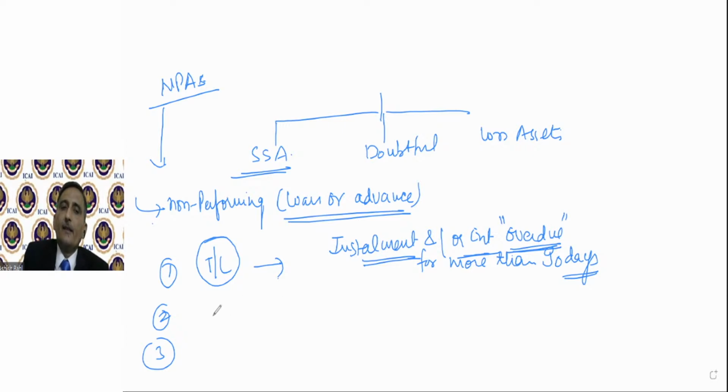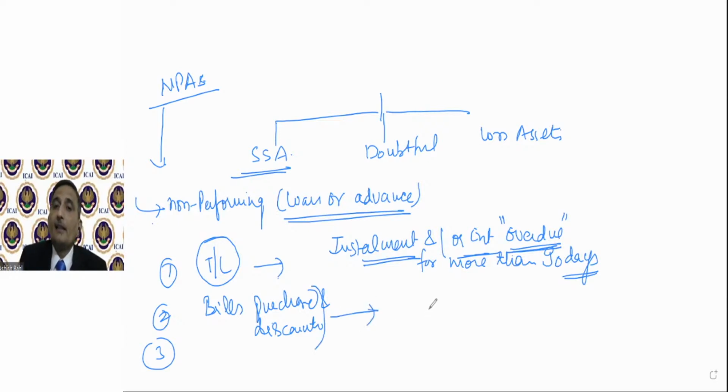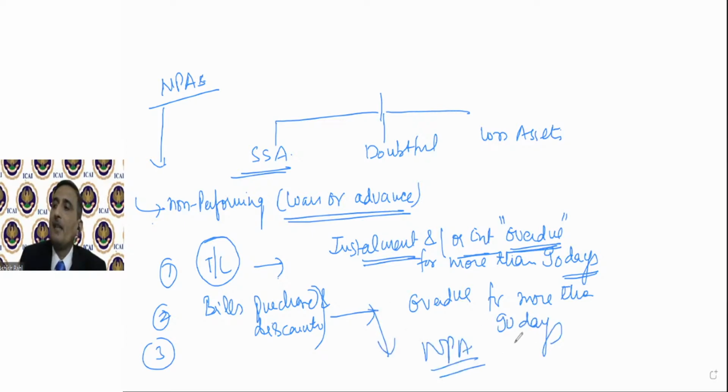Second is in case of bills purchased and discounted. Say if some bill has been purchased by the bank or discounted by the bank, and it remains overdue for more than 90 days, then it also becomes an NPA. It becomes a non-performing asset.